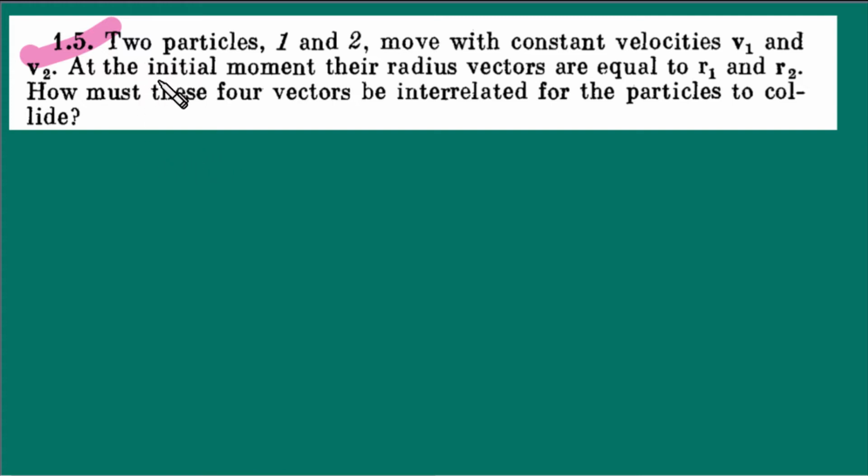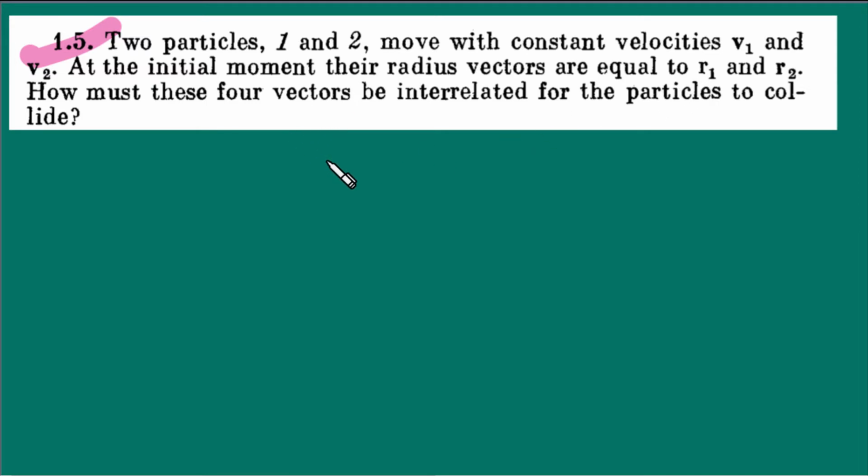Okay. What is given in the question? Let's comprehend it. Two particles 1 and 2 move with constant velocities v1 and v2. Okay, there are two particles and they are moving with constant velocities v1 and v2. At the initial moment, their radius vectors are r1 and r2. How must these four vectors be interrelated for the particles to collide? So simple. The question is what is the relation between r1, r2, v1 and v2.